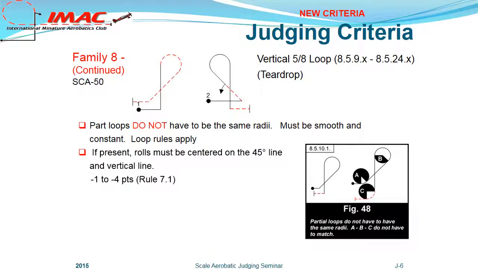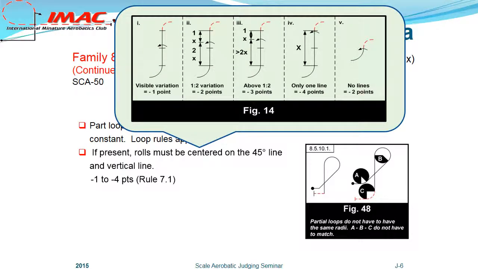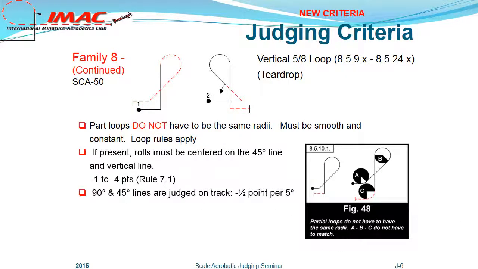Rolls may be added to either or both of the 45 and 90 degree interior lines. If present, rolls must be centered with 1 to 4 points deducted for deviation. Use Figure 14 in Rule 7.1 as a reference. The track of both lines are judged with reference to the true horizon and are deducted at 1/2 point per 5 degrees. Since the line lengths and radii need not match, the entry and exit altitudes may be different with no penalty.